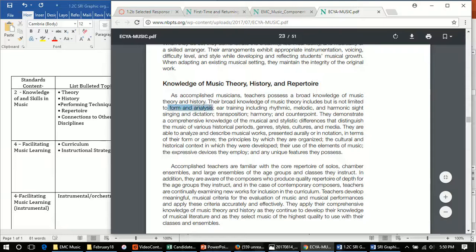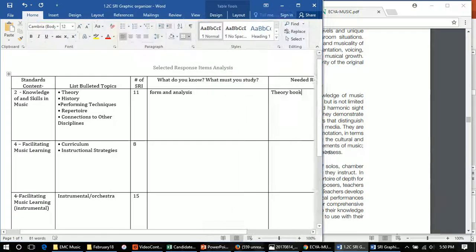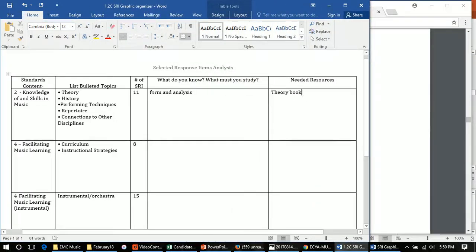Well, form and analysis, that's something that I don't know a lot about these days. I've forgotten a lot about form and analysis. So I've put that in here. Form and analysis is something I need to know. And in order to study it, I need some kind of theory book. I remember that from college, I have a book by Hindemith all about music theory and form. So I'm going to see if I can find that. That's how I fill out the standard organizer.